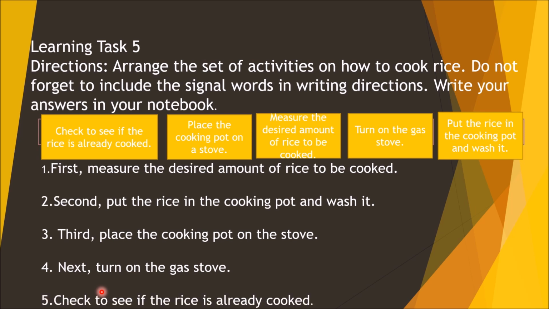Then lastly, you have to check to see if the rice is already cooked. So you just write there, lastly, check to see if the rice is already cooked. So that's the answer. Those are the answers on how to cook rice.